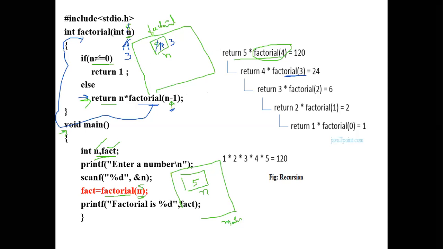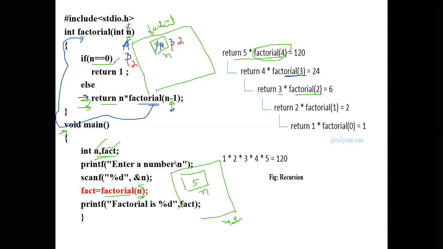So it will check whether it is equal to 0. No, condition fails. We'll go to the else part. Again, return n is 3, 3 into factorial of n minus 1, it is 2. So again we are calling the same function with the value 2.